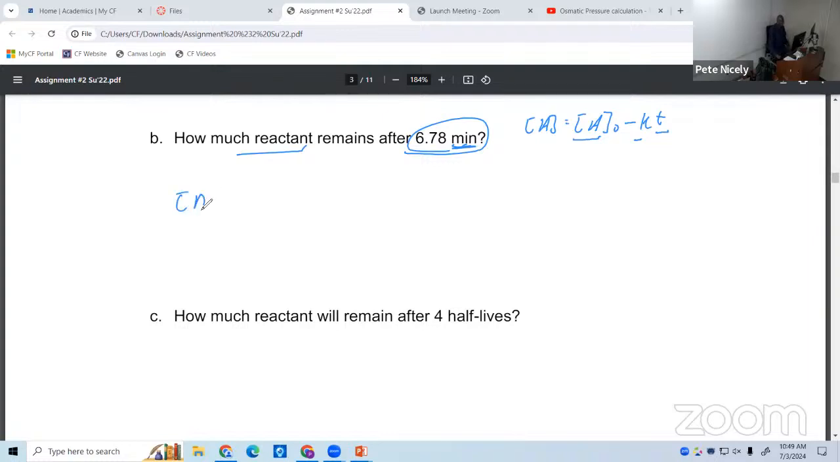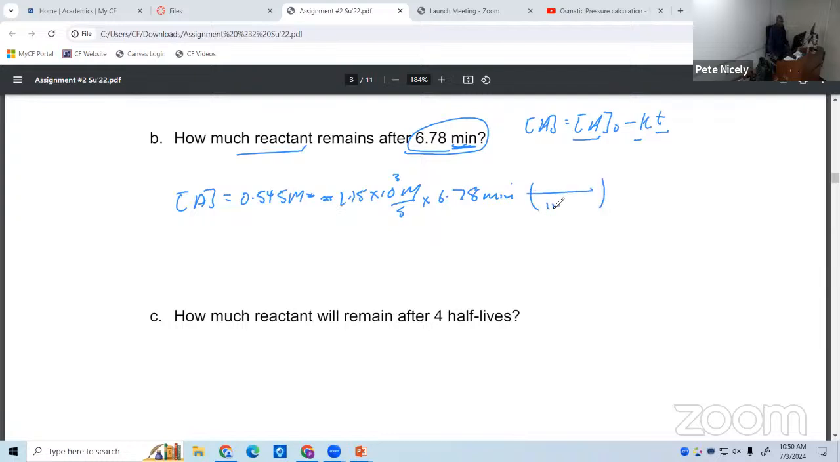So the answer is: concentration of A is equal to the initial concentration of A, which was 0.545 M, minus k, which we calculated to be 1.15 times 10 to the minus 3 M per second, times the time, which is 6.78 minutes, but we have to convert that to seconds.